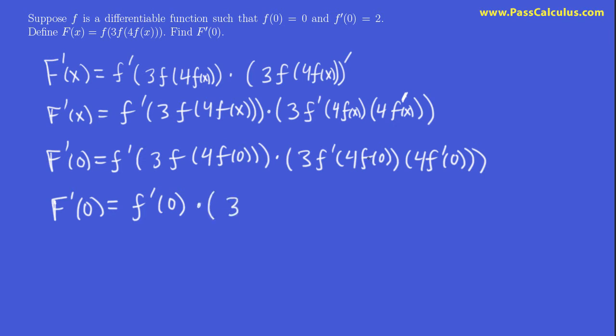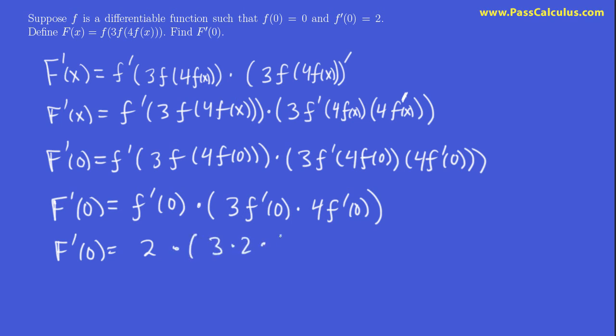What about over here? Well, f of 0 is 0. 4 times 0 is 0. So we have f prime of 0 here as well. And then multiplied by 4 times f prime of 0, which is 2. Well, maybe I'll leave that to the next step. So there we go. And now we just need to remember that f prime of 0 is 2. And fill that in. So this is 2 times 3 times 2 times 4 times 2. And whatever that is, our answer.